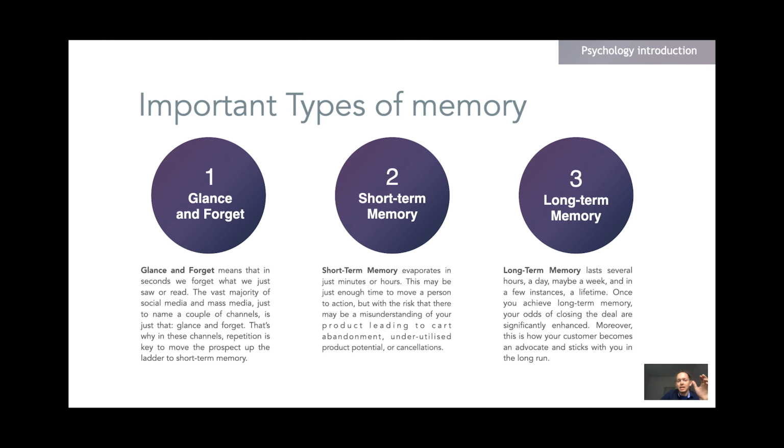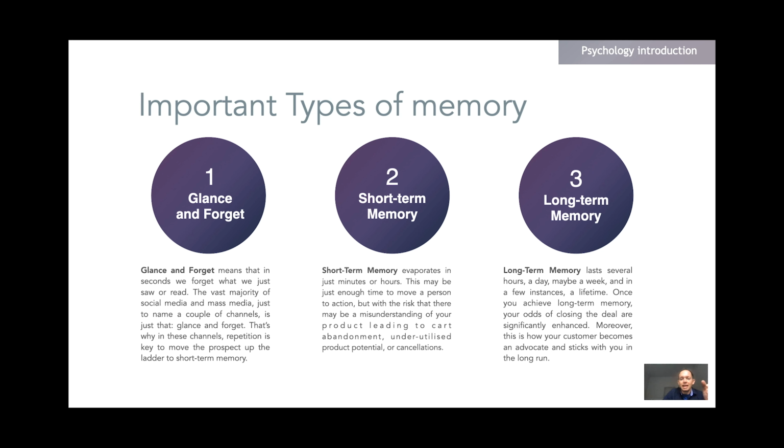Now this leads us to those important types of memory. Apparently there are different types of memory, because we just said it starts in short term and eventually moves to long term. Before that, we have one other type of memory, which is glance and forget. The type of memory you have in lectures, looking at videos, listening to podcasts, and so on. Glance and forget means that in seconds you forget what you just saw or read. The vast majority of social media and mass media is just that. You glance and forget. That's why in those channels you have to repeat, repetition, repetition, so that the audience sees it more frequently and eventually won't forget.